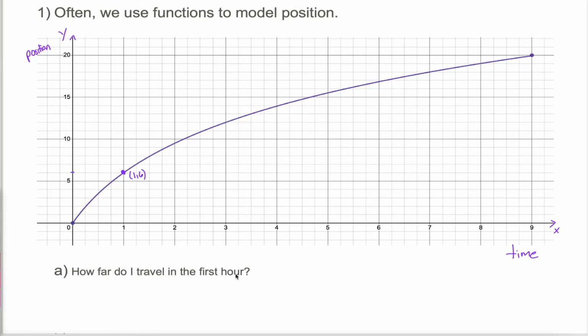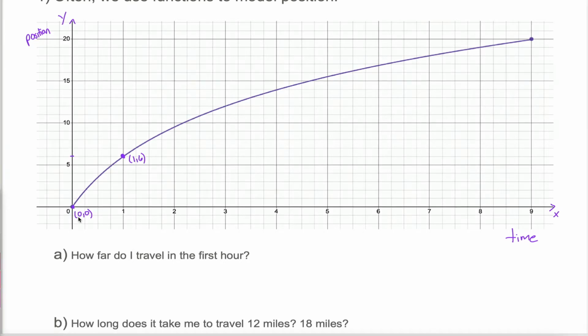So how far do I travel in the first hour? I guess we should make sure that at time 0, we haven't gone anywhere at all, that we start at the start. Maybe that's implied. After 0 time, we've traveled 0 miles. After 1 hour, we've traveled 6 miles. So in the first hour, I've traveled 6 miles. If this function is f of x, where x represents time, the question, how far do I travel in the first hour, could be translated into figure out what f of 1 minus f of 0 is equal to. My position after 1 hour minus my position after 0 hours, 6 minus 0, I get 6.